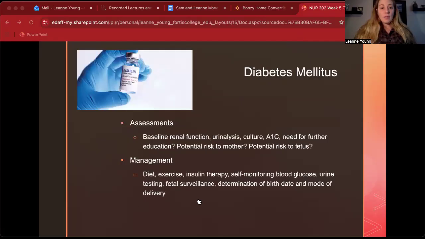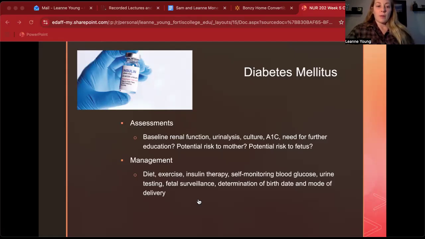So, what are our assessments? We need to assess mom's baseline renal function, get a urinalysis, a culture, an A1C. Do we need to educate this mother further? Like, do we need to tell her about her insulin demands in the first versus in the second and third trimester? What are the potential risks to our moms or potential risks to the babies, right? And that goes hand in hand with just our typical untreated diabetes. So, that diabetic ketoacidosis can occur. If a baby is too big, it can run into a lot of different types of respiratory distress disorders after delivery, which we need to be careful about.